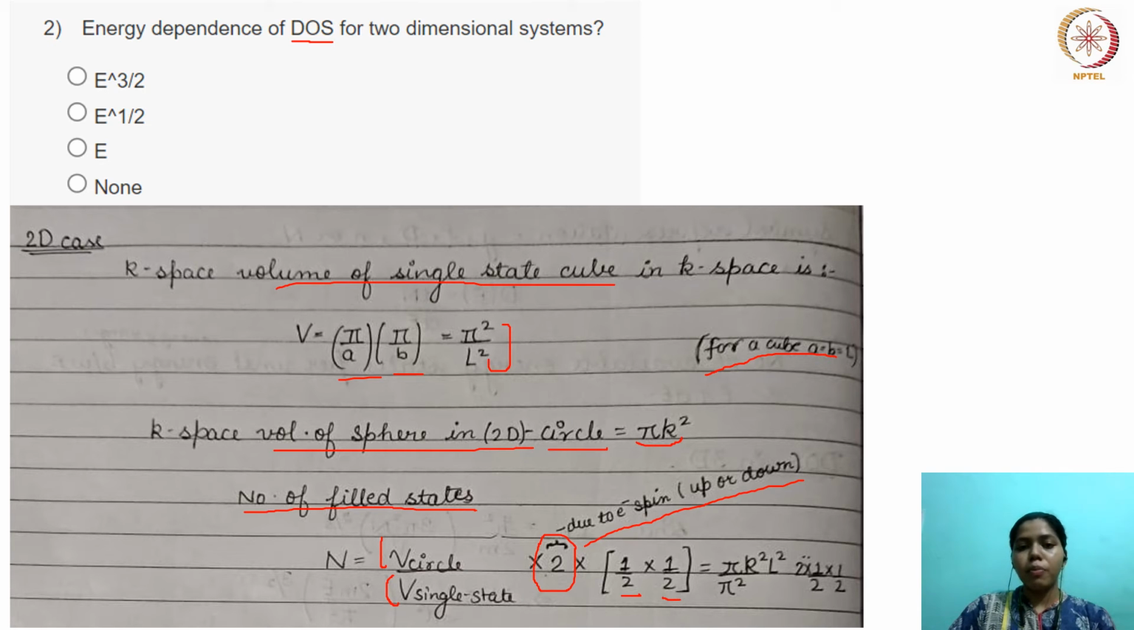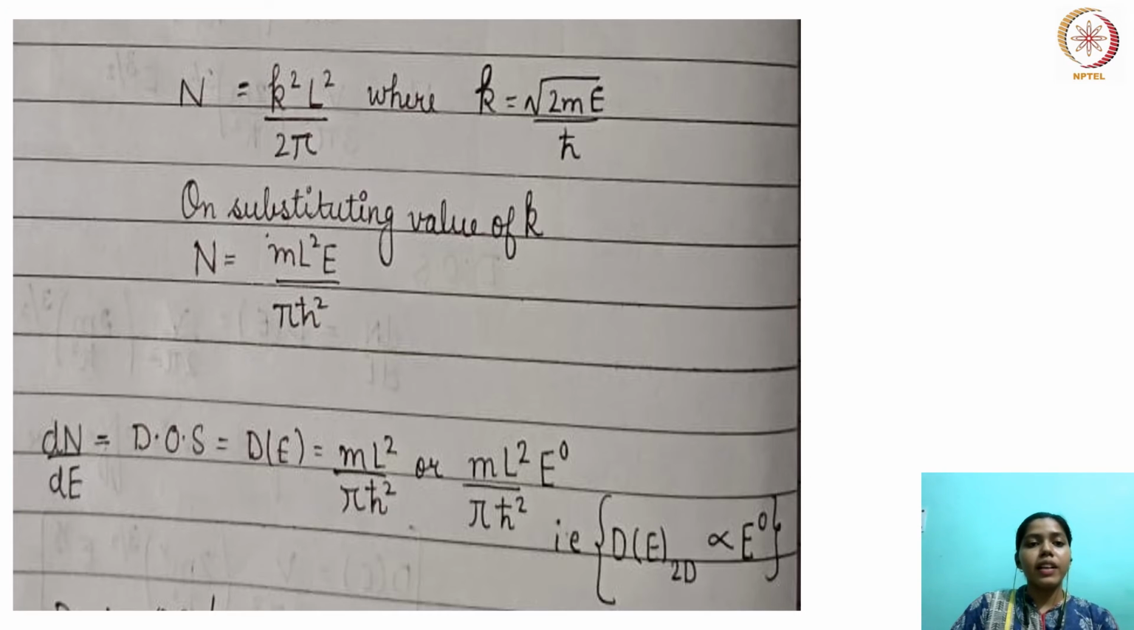So when we put the value of the V circle, that is pi k square, and divide it by the volume of the single state, that is pi square L square, on solving we get the value of N equal to k square L square divided by 2 pi, where k is a wave vector, having a value of square root of 2 m e divided by h cut.